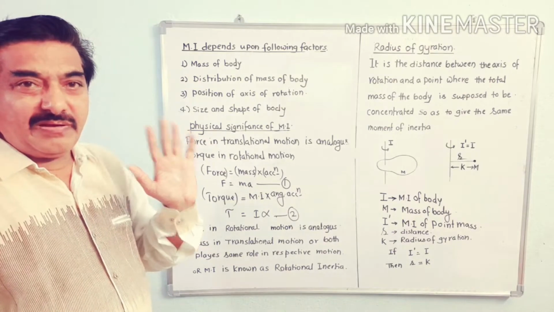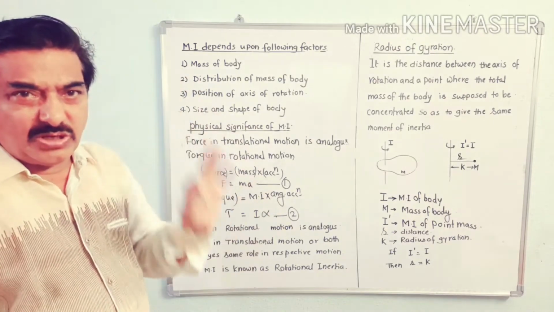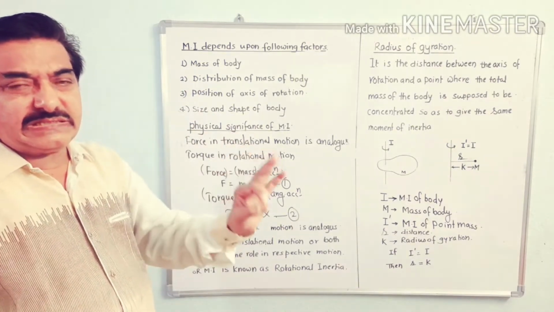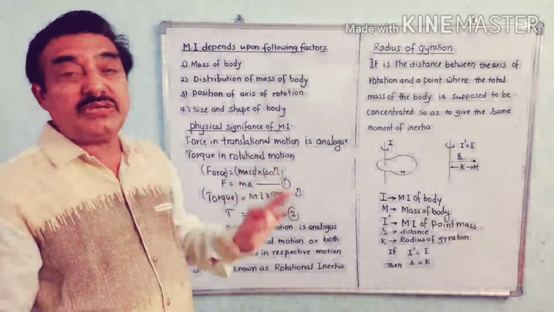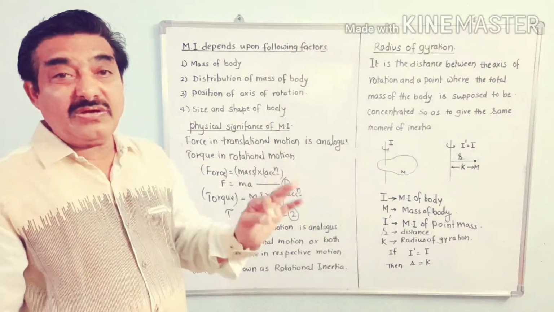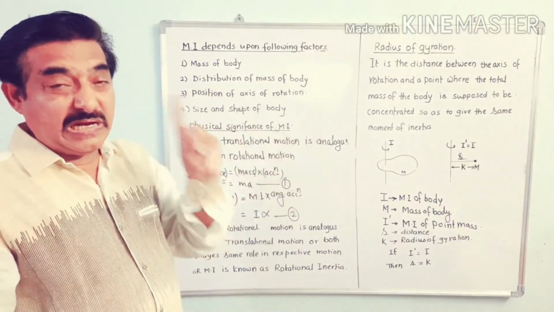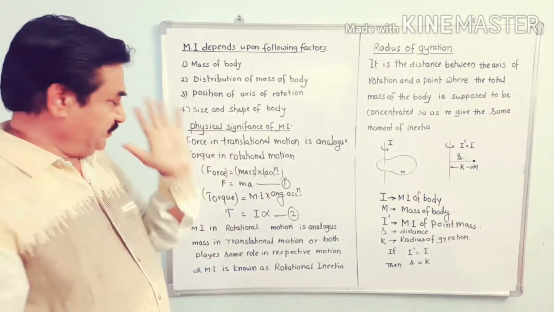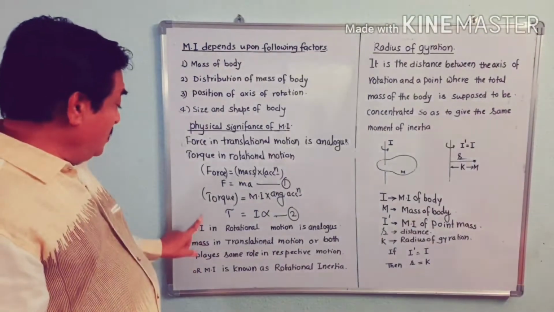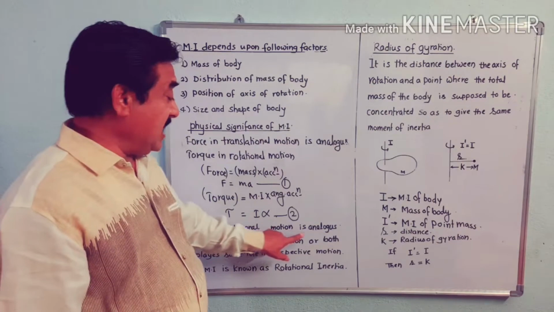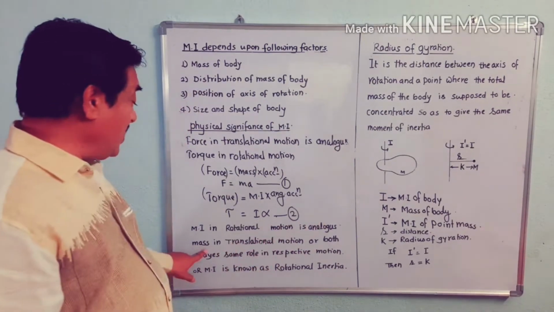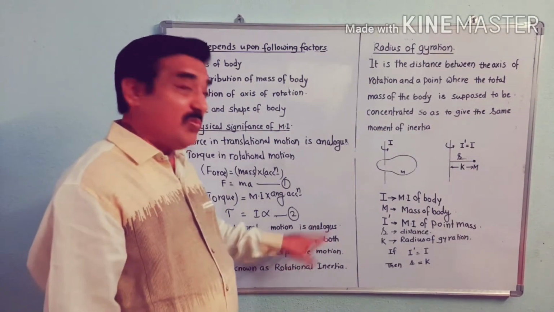Mass in a translational motion is analogous to the moment of inertia in rotational motion. I repeat the sentence once more. So, moment of inertia in a rotational motion is analogous to mass in a translational motion.